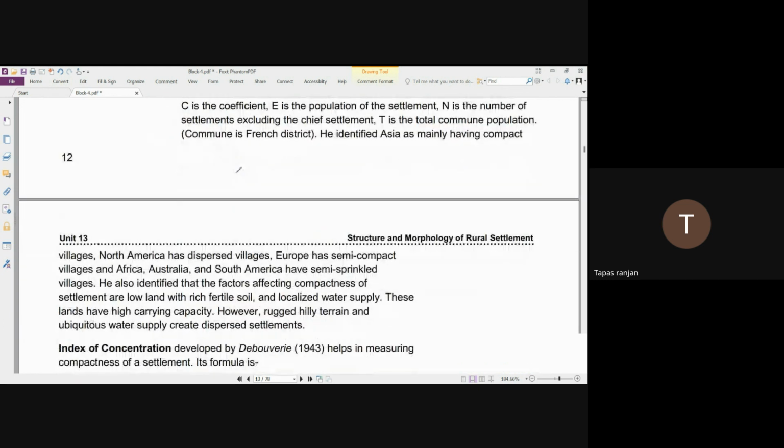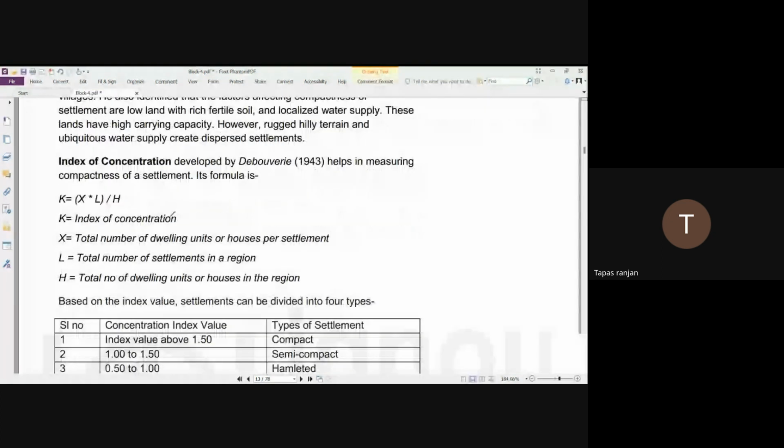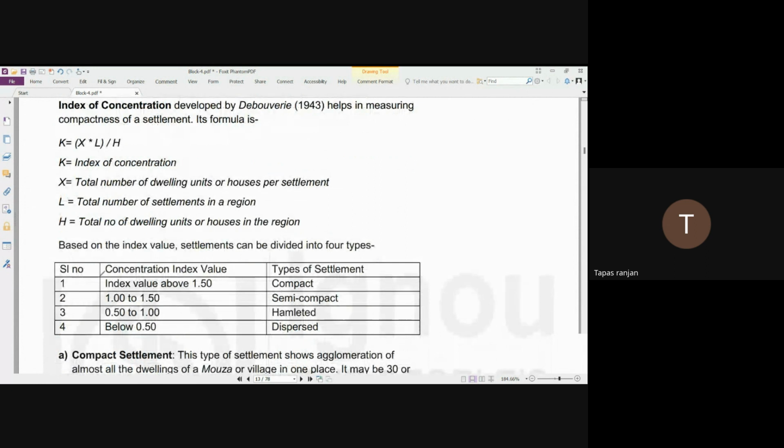Different scales will be discussed here. The index of concentration was developed by Debu Averi in 1943, and you can see these concentration values. What is the mathematical formula he has used? He used K equals X multiplied by L divided by H, and these are the explanations for all the symbols that have been used.